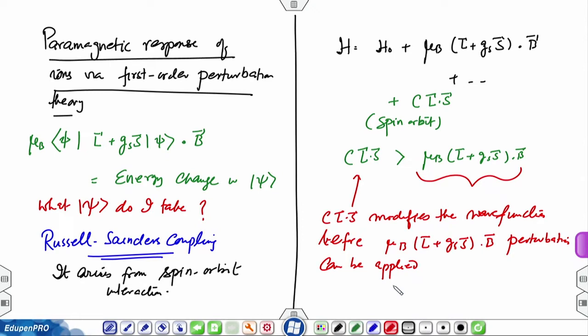So, what it does is, I will make that basis, I will modify the wave function accordingly, and then apply this perturbation on that. Both are treated perturbatively. So, let me make that comment: both C L dot S and this magnetic term are perturbative. It just so happens that one perturbation is larger than the other. So, I have to be very careful in which order I use them.